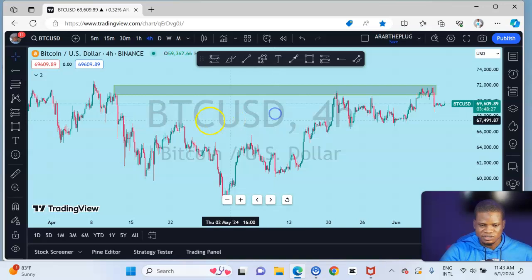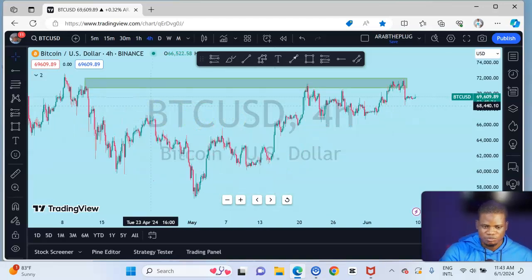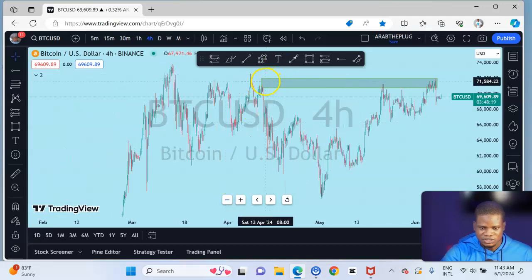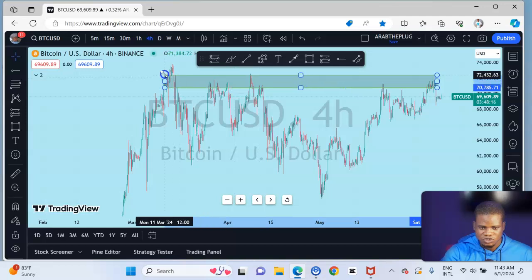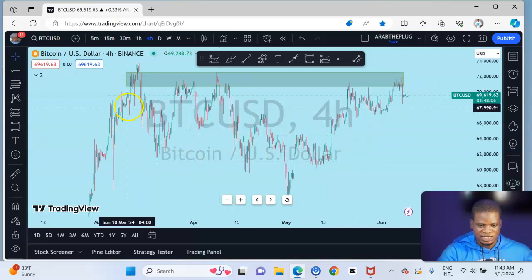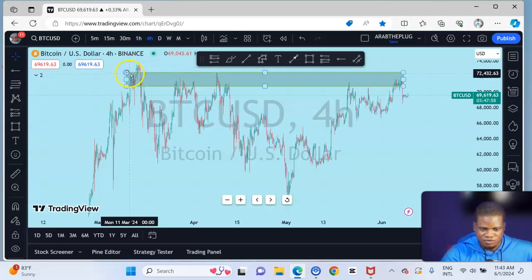Why do I call it an area of resistance? It is because anytime price comes to that area, it reverses. And you can extend it to this particular point, because there are multiple rejections at this point whenever the market has reached it. So let's date it back: this was March 2024, this year. Price hit this level, it rejected. When price hit this level, it rejected.